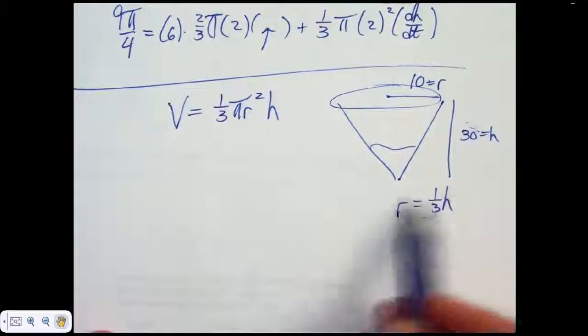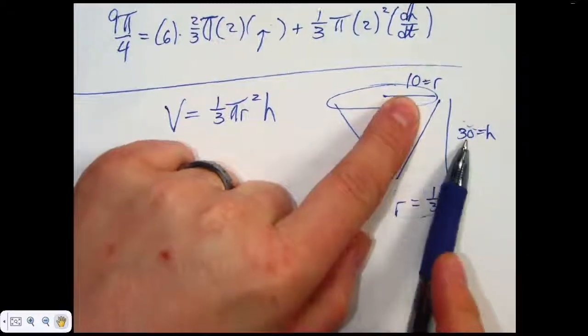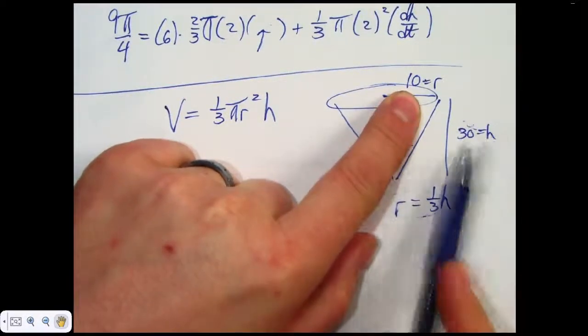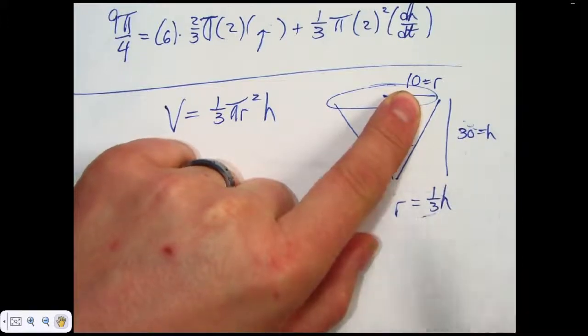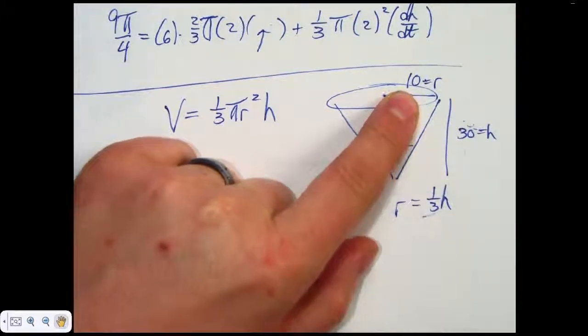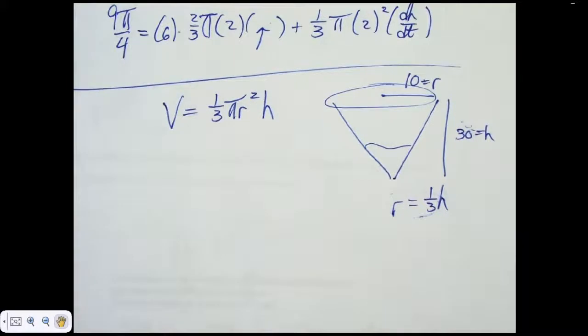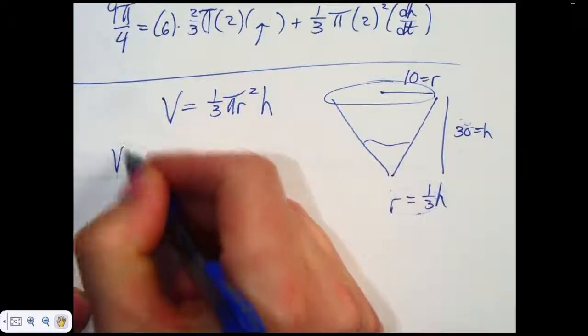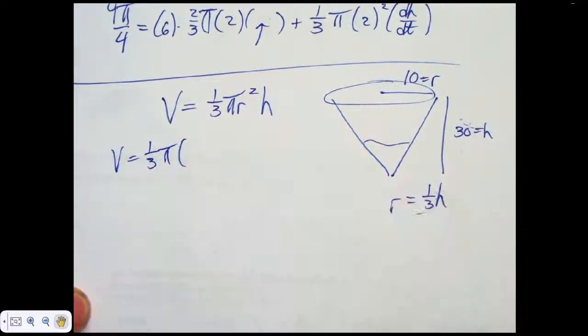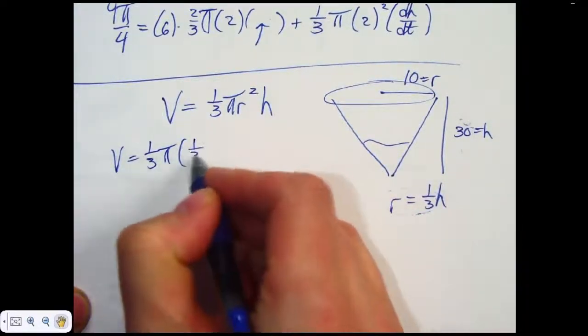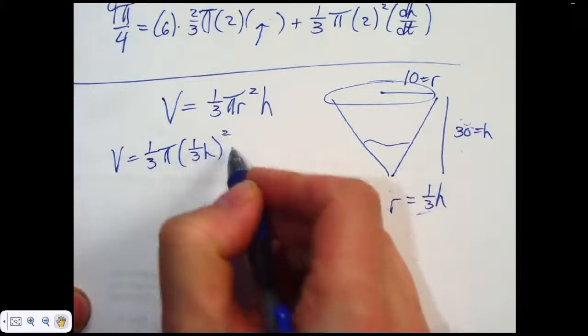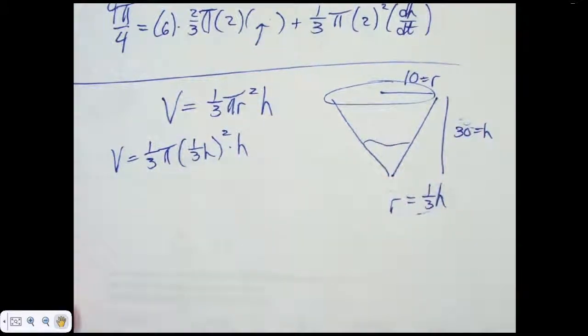And they're always going to give you a relationship here. Sometimes they're equal, like 10 and 10. You'd say r equals h, or r might be half of h, or a fourth of h, or r might be double h. It might be really wide and not very tall. But once I have that, I can say, okay, 1/3 pi, and then r is 1/3 h, squared, times h.